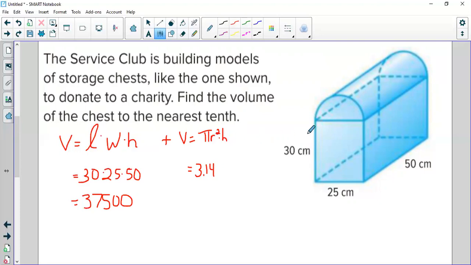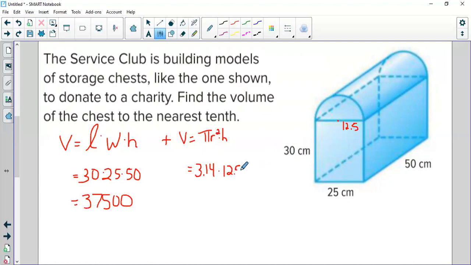times the radius squared. Well, let's take a look at this circle. We don't have anything labeled on this circle, but this bottom line is 25. Therefore, this top line is 25. My top line goes all the way across this circle. That's a diameter. I need to cut that in half to get a radius. So the radius of that circle for that cylinder is half of 25, or 12.5. So 12.5 is my radius.